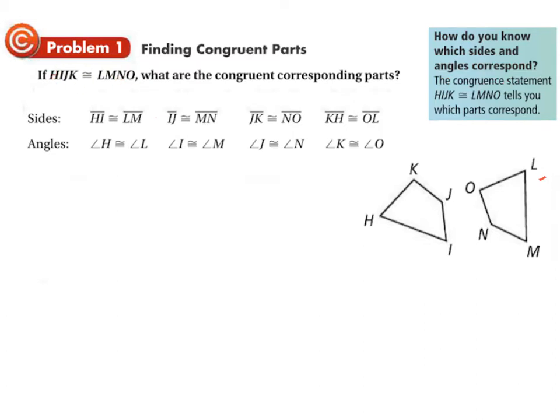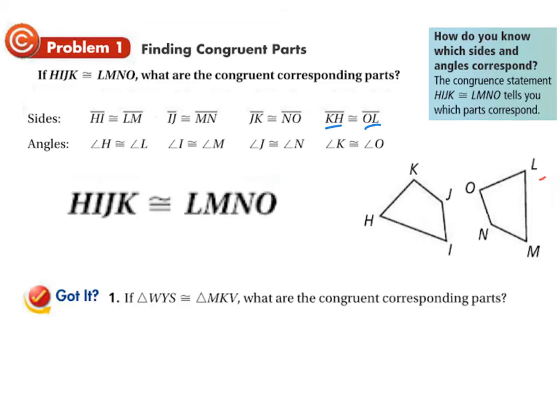Got it? Okay, so I put this large so that I could underline it, but I've already done it up there, right? So if I said side KH, right here, KH corresponds with what? Well, I went to the last letter and then the first. So O, side OL. There it is, in that same order. Got it? Okay, well, if you do got it, why don't you give it a shot here? This got a problem.